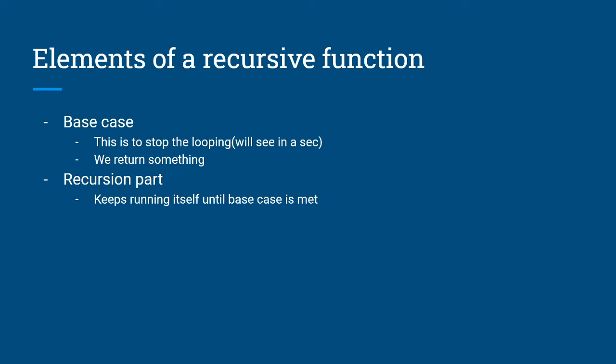Then we have the recursive part. Now, this keeps running the same function with something like n-1, or the list without an item, or half the list. Something like that. And it'll keep running itself until we meet that base case.